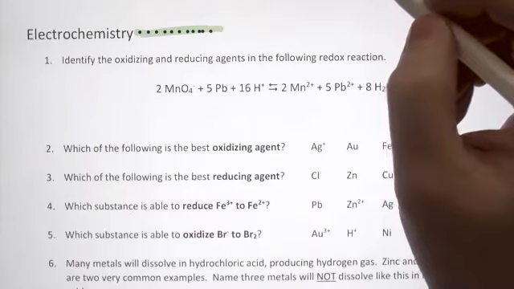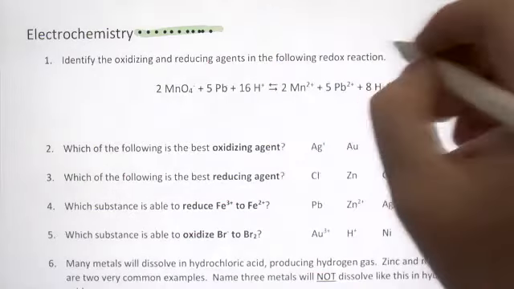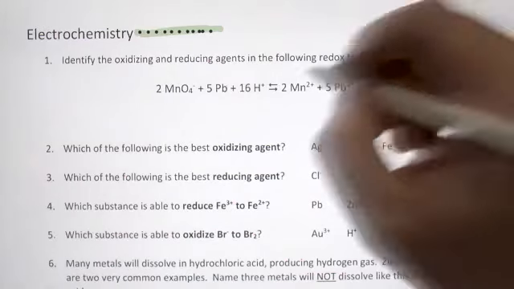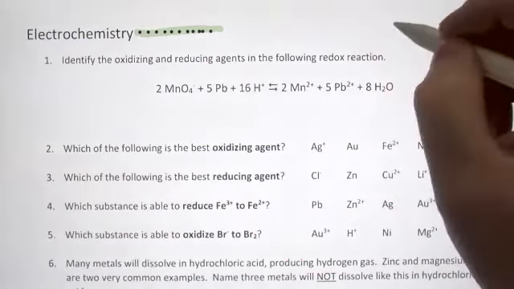Do you notice hydrogen is not changing? +1 on the left, +1 on the right, so you can ignore hydrogens. Oxygen is not changing. It's -2 on the left, it's -2 on the right. So we can ignore hydrogens and oxygens in this equation. The lead is changing and the manganese is changing. So that's what we're going to focus on.